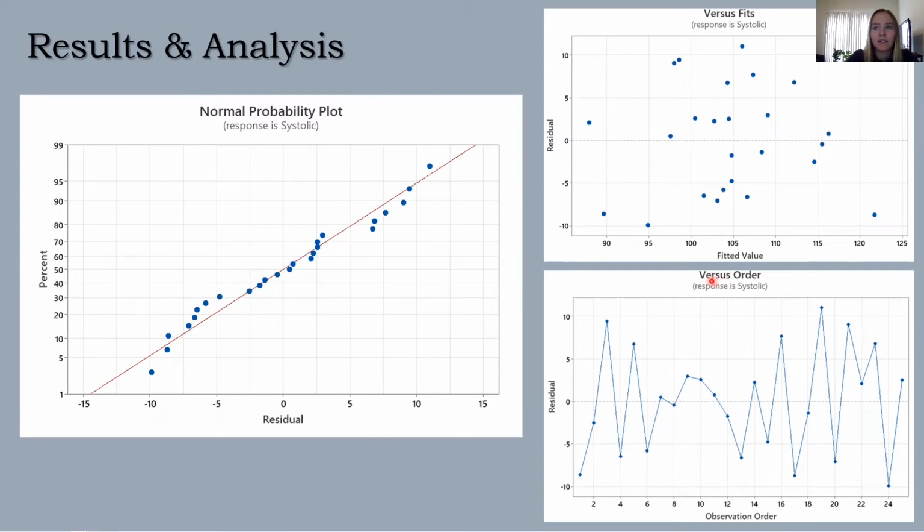Then if we look at our versus order plot, we can also see that there is really random distribution. It just goes back and forth along this zero axis. And this is also a good sign that our data will fit the model for linear regression.